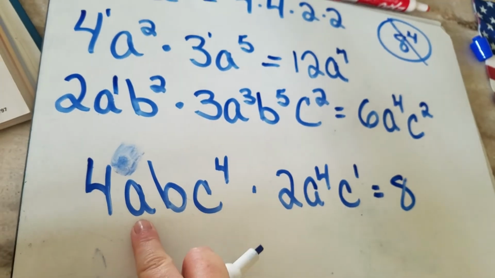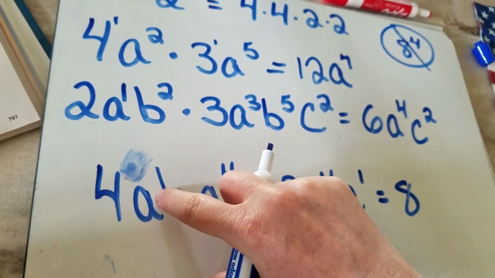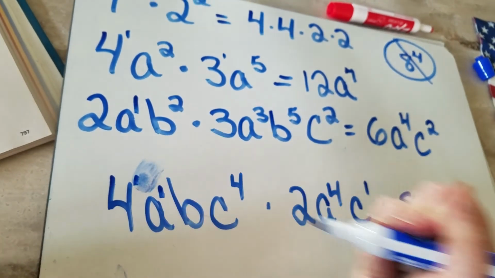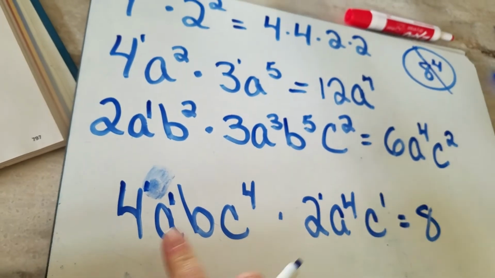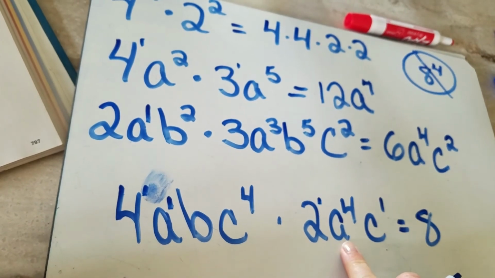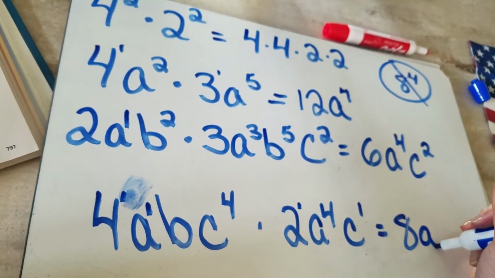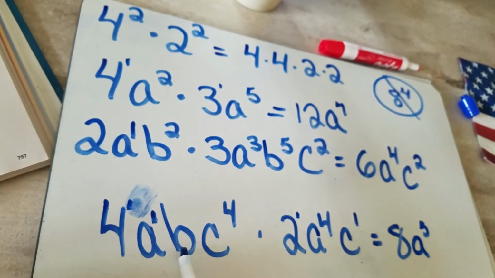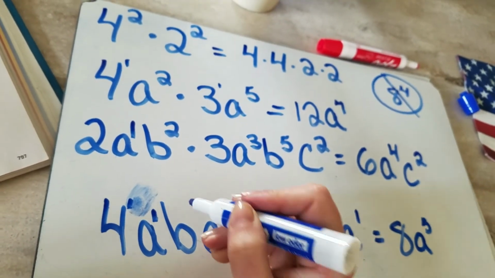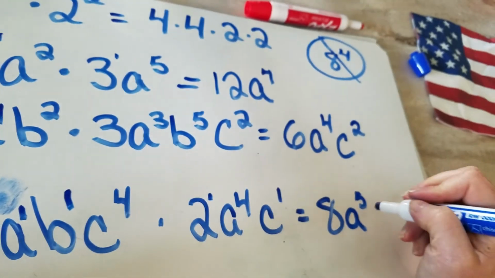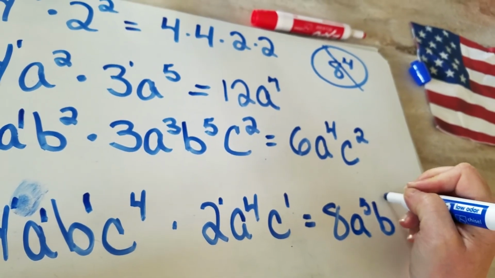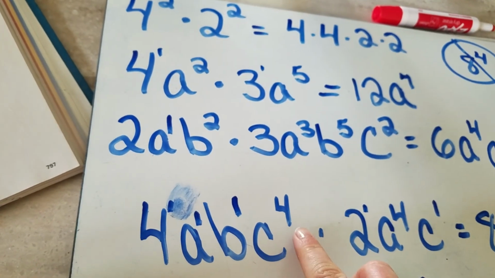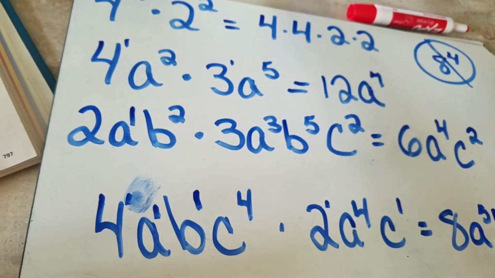Now my a here, that 4 does not go with this a. There's an imaginary 1 right there, just like there's an imaginary 1 right here. So my a and my a, I keep my base of a, I add my exponents, which becomes 5. Now I take my b, and this one doesn't have a b, so I keep the b with that single exponent there. I can write that one, I don't have to. And then my c's, c to the fourth and c to the first becomes c to the fifth.